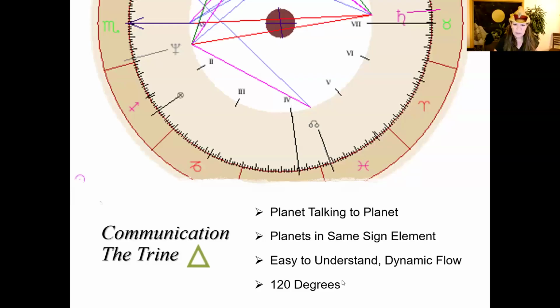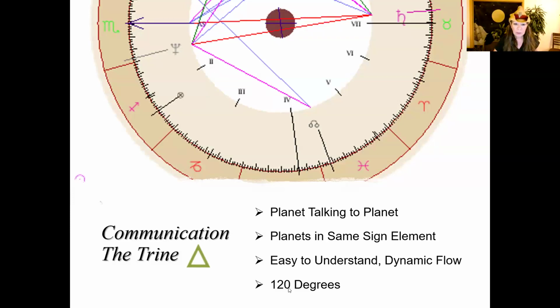There is a trine. So if you think about this as a triangle, well, we'll take a look at it. Give me just a second here. Sometimes I get a little ahead of myself and I'm like, slow down, slow your roll, Granddaughter Crow.